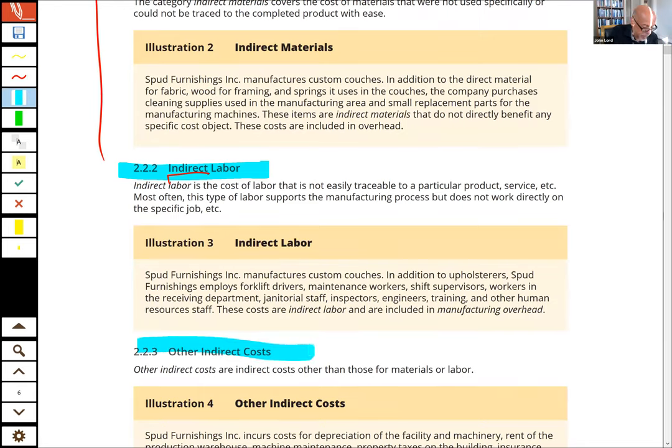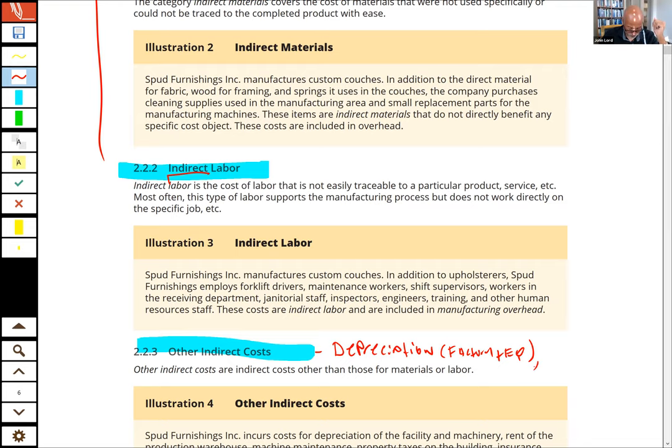Now let's think about some examples of other indirect costs. So how about depreciation? Depreciation on what? Maybe the machinery? Equipment. Yeah, on factory and equipment. Factory and factory equipment, you've got to be careful. That says factory plus equipment. You've got to be careful because the depreciation on the administrative building is going to be considered a selling and administrative cost. But depreciation on the factory building, like Matthew said, the equipment, that's going to be other indirect costs.